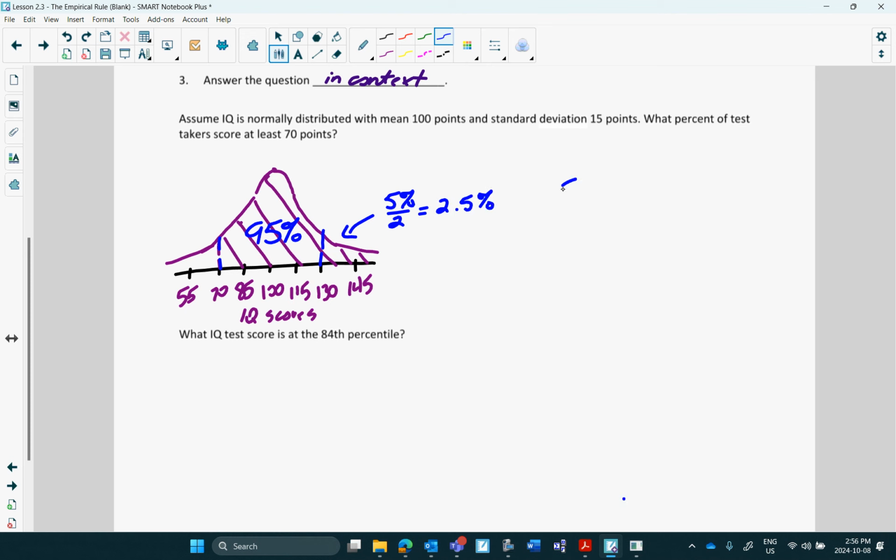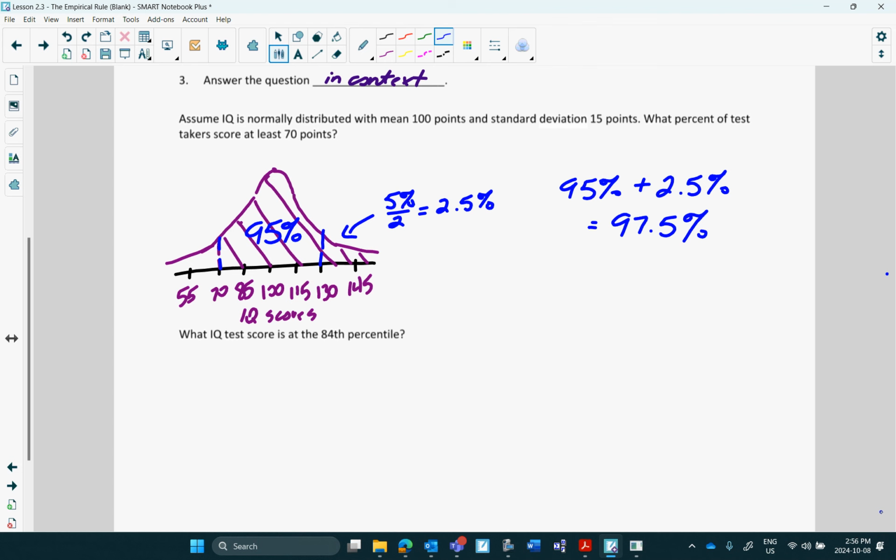And so our answer would be 95% from 70 to 130 plus 2.5% from 130 up gives us 97.5%. The only thing with your reasoning, Roshni, is that you wouldn't have been accounting for the small number outside, right? But otherwise, that's good thinking.